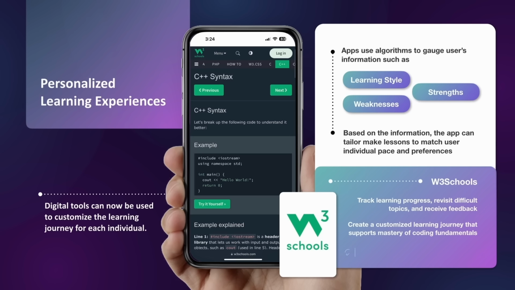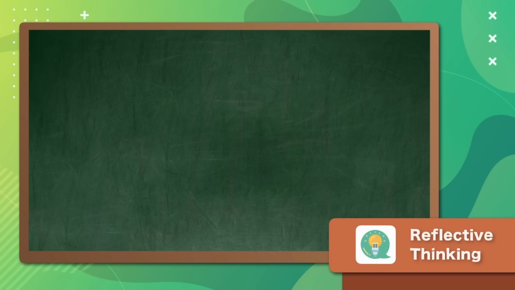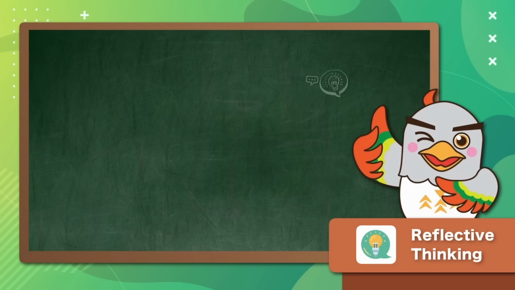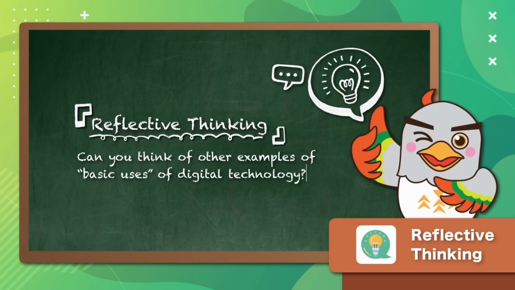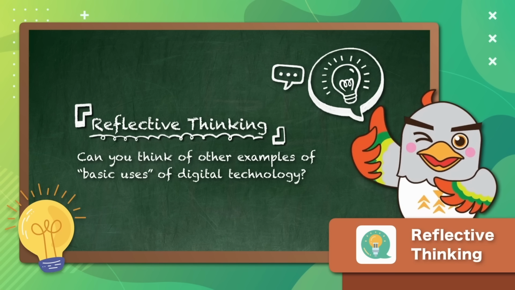In conclusion, personalized learning experiences and algorithmic recommendations represent a significant evolution in the basic use of digital technology. These tools not only simplify the learning process, but also enhance it by tailoring content to individual needs and preferences. Reflective time. Can you think of other examples of basic uses of digital technology?